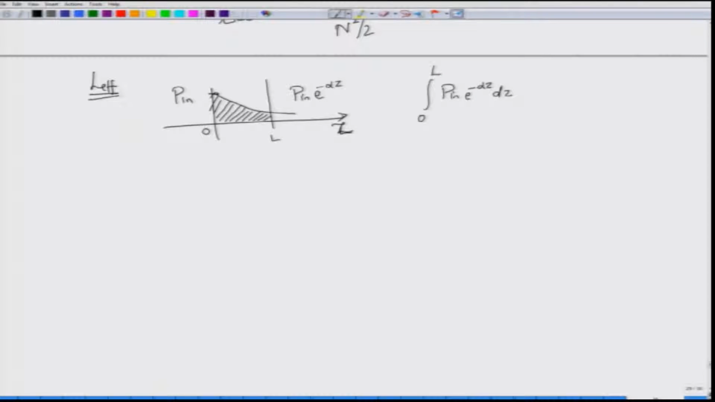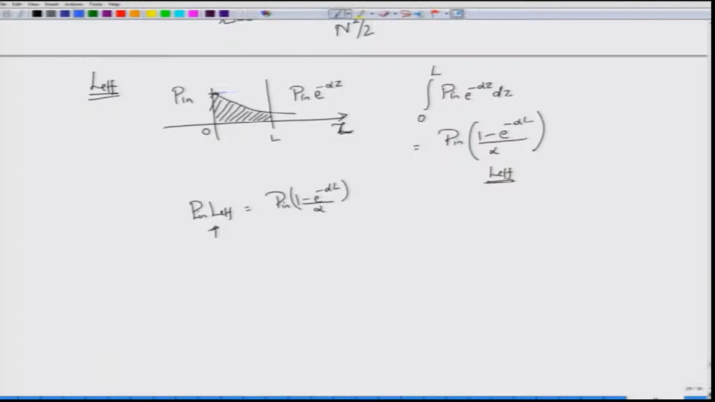If I integrate this power profile, the integral of e power minus alpha z is minus 1 by alpha, and then you put in the 2 limits here, so you can show that this would be 1 minus e power minus alpha L divided by alpha. We can consider the term that is in the bracket as the effective length L effective, in such a way that the power P in times L effective is actually equal to the total power that is contained within this one. In this effective length, one can assume that the power is actually constant.